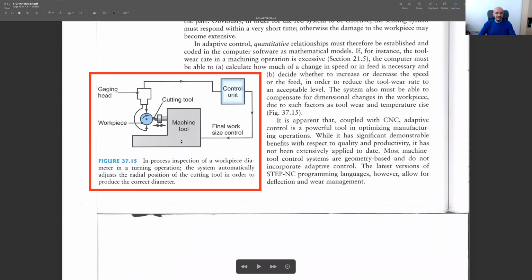Another example, a very simple one, we have a lathe machine here. The blue one is our workpiece, and we have a sensor here. With the help of this sensor, we are measuring the diameter of this workpiece. And depending on the error we have between the desired diameter and the actual diameter, our cutting tool moves to the left or right, and the resulting output will have better dimensions.